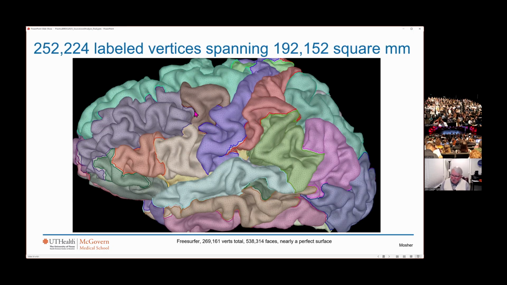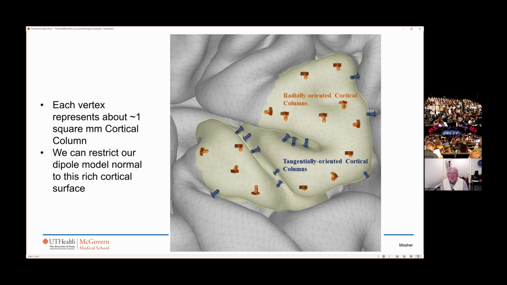And oops, went too far. And we can go into each vertex now. Because it's about one-to-one, each vertex of each triangle represents about one square millimeter. So this is beautiful for our assumptions, what we think is happening in the modeling. And for simplicity in this presentation particularly, we can go ahead and restrict our dipole model to be normal to this rich cortical surface. So we're not going to do unconstrained dipole modeling, at least in this talk today.